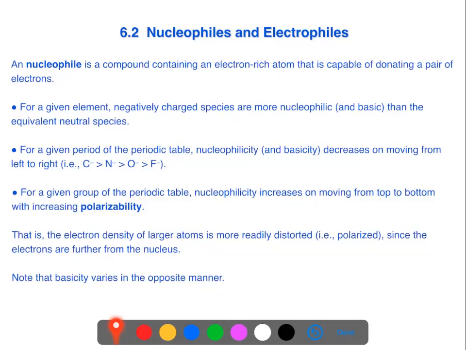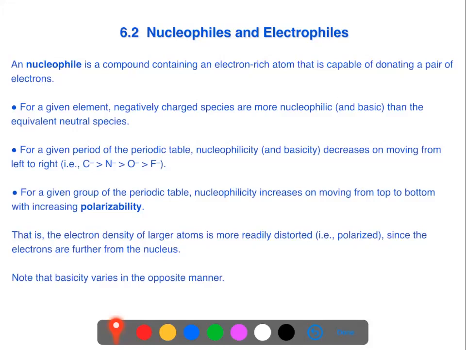But for a nucleophile, the main characteristics are: the neutral species will be less nucleophilic than a charged species. So a negatively charged species will be more nucleophilic. As you go across a row of the periodic table, as you increase electronegativity, the nucleophilicity will decrease. But as you go down a particular column or group, the nucleophilicity will be enhanced due to polarizability.